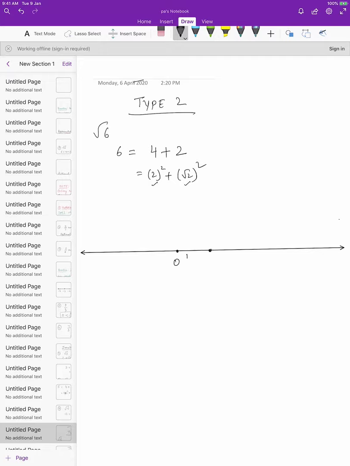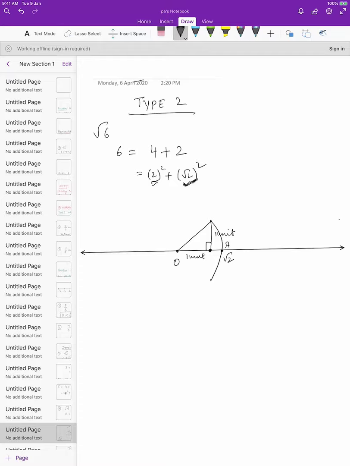We take 1 unit here, 1 unit perpendicular to it. This you have already done. The very first question that we did was root 2 only. So the same method I am following for representing root 2 on the number line. Suppose this is the point which represents root 2 on the number line. I name this point as A. So this part we have already represented on the number line.